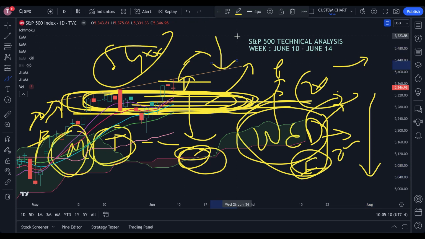So guys, this was the S&P 500 weekly technical analysis for the week of June 10th, from June 10th, which is Monday, to June 14th, that will be Friday.